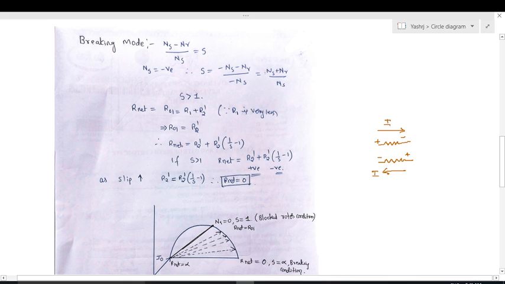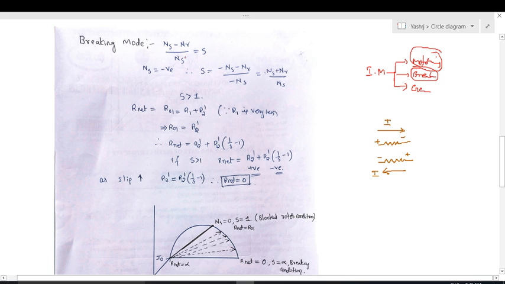So let us discuss the braking mode. Generally, an induction motor operates in three modes. First one is motoring mode, second one is braking mode, and the third one is generating mode. Motoring mode is completed. Now, braking mode. Under braking mode, the parameter variation will be like this.